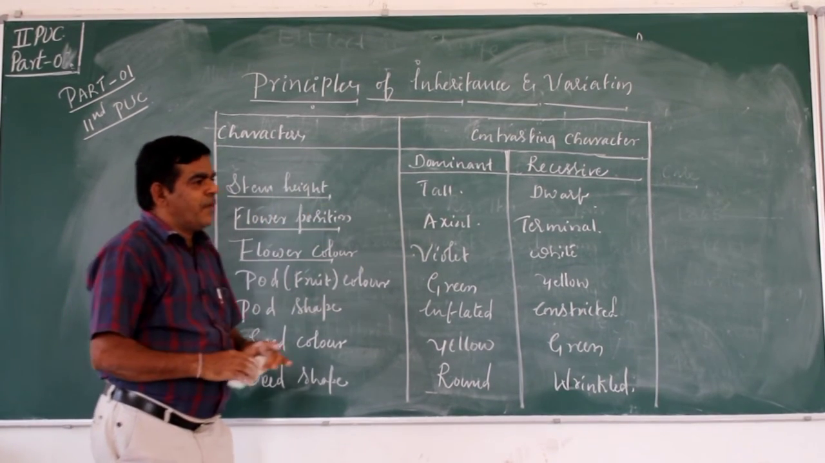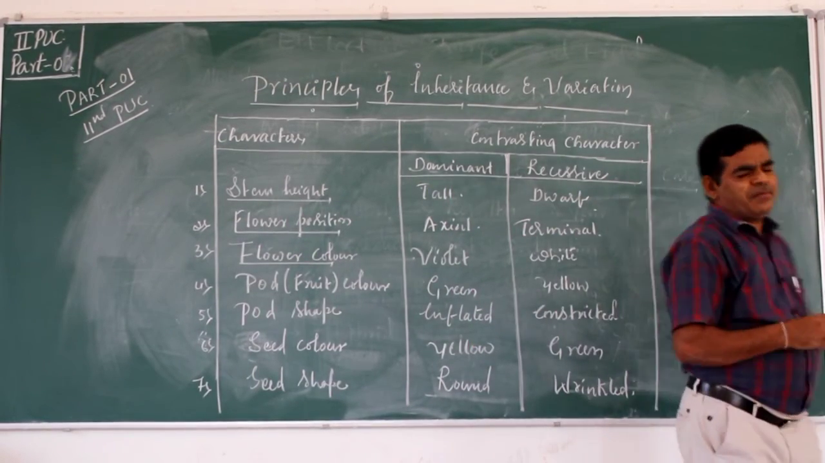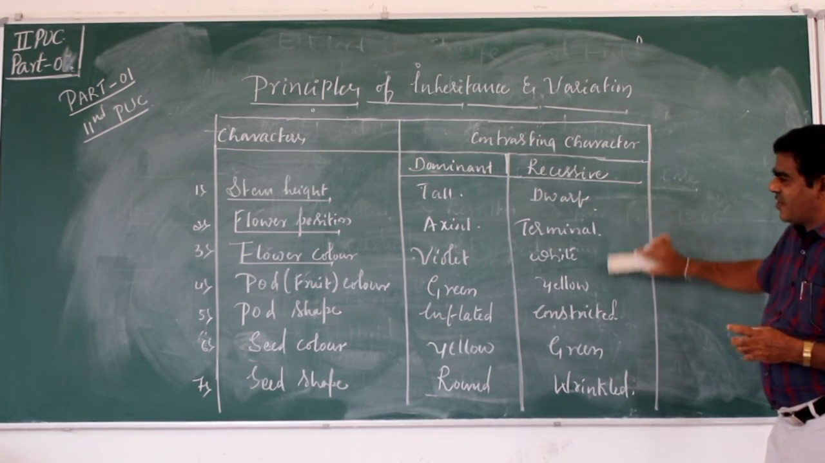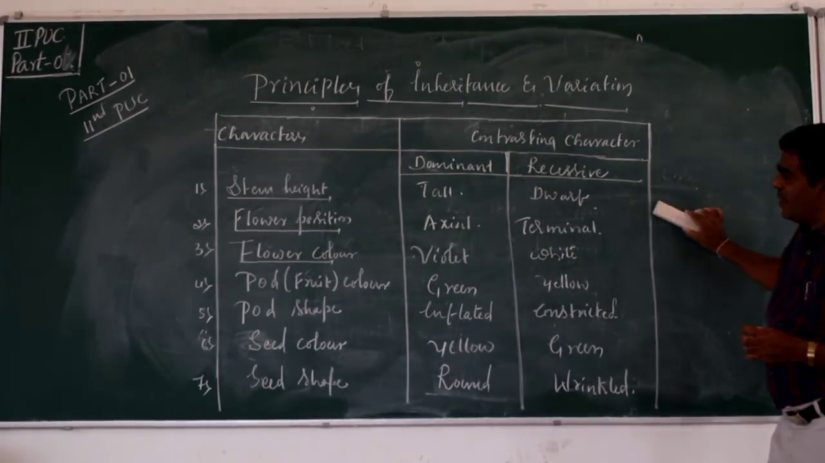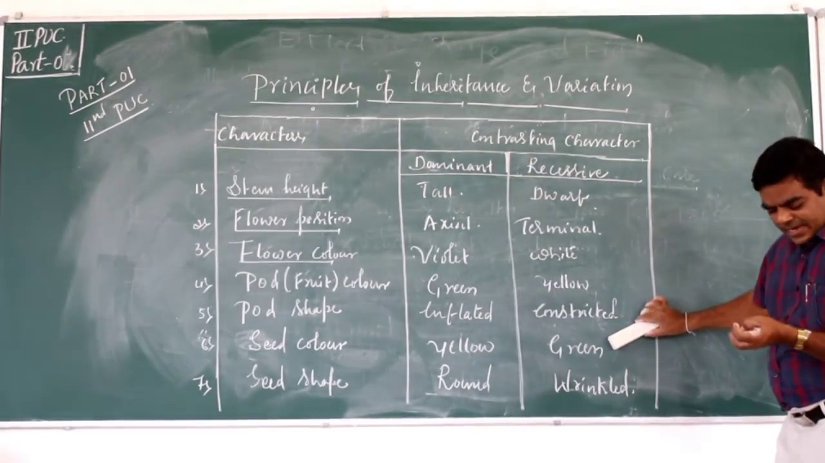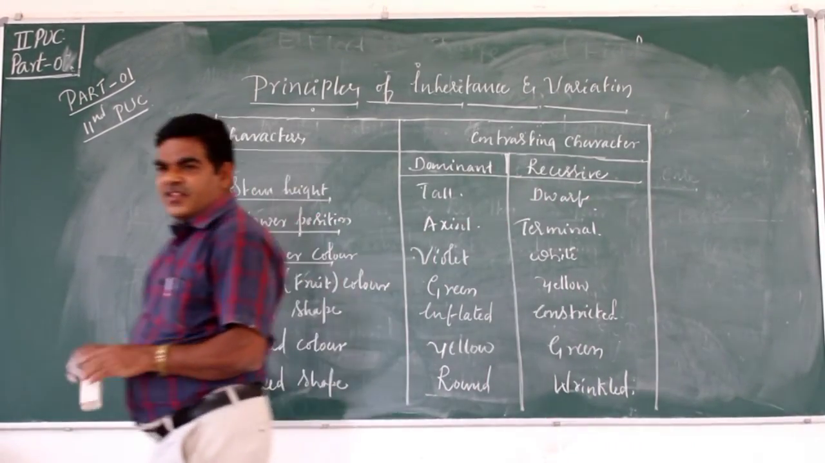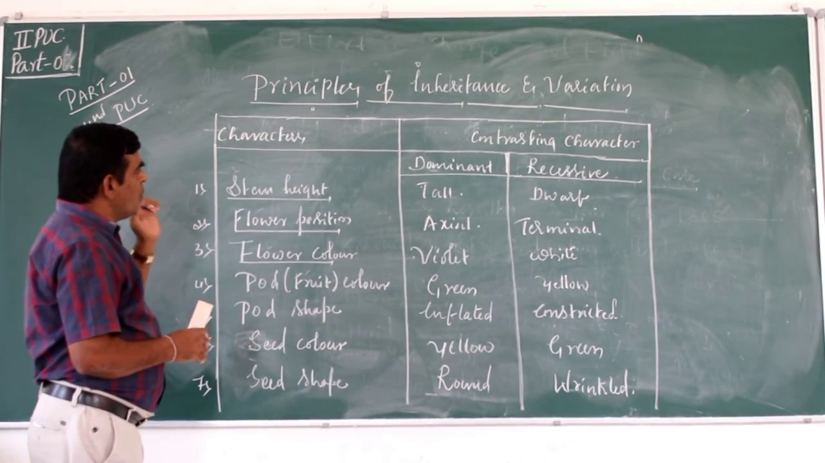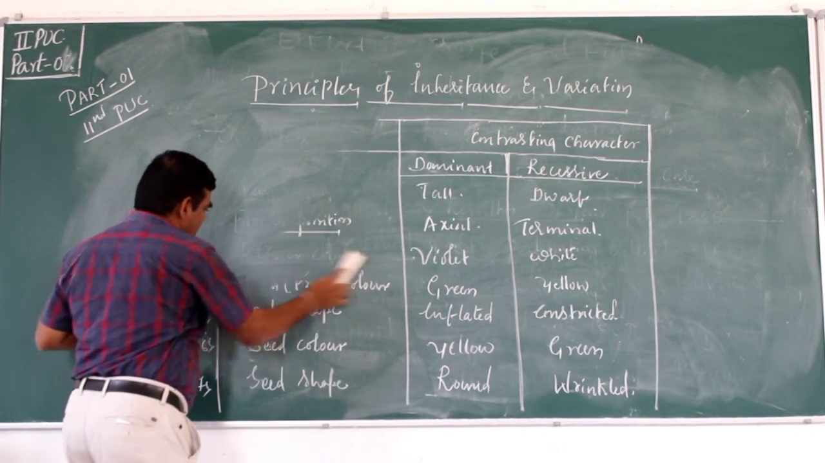These are the seven pairs of contrasting characters selected by Mendel for his experiment. These are all dominant characters. These are all recessive characters. Clear? So next, some important terminologies used in genetics.